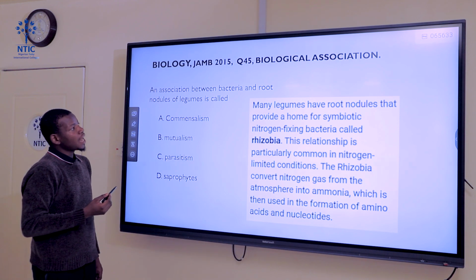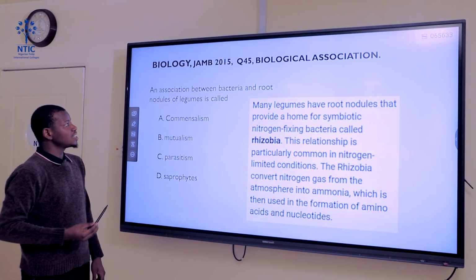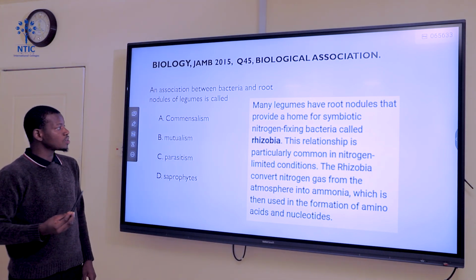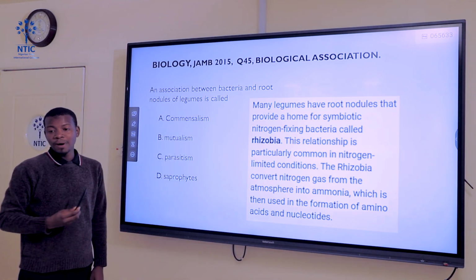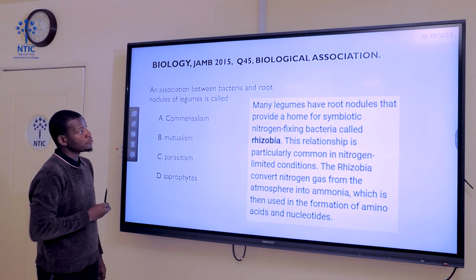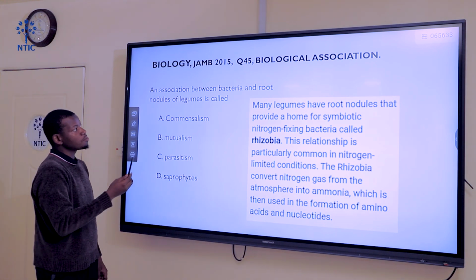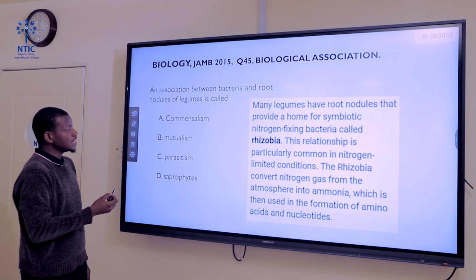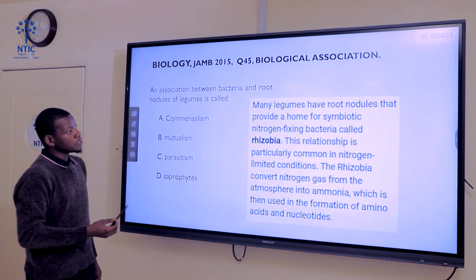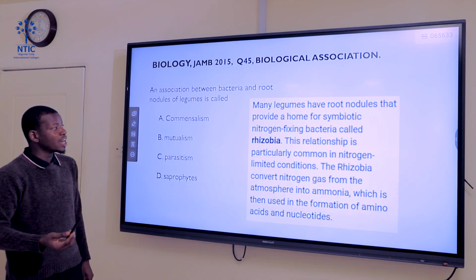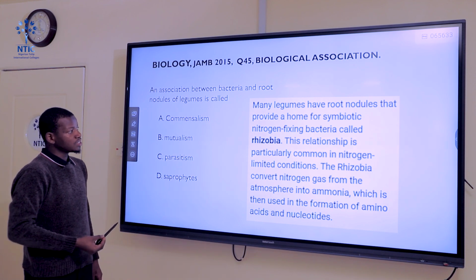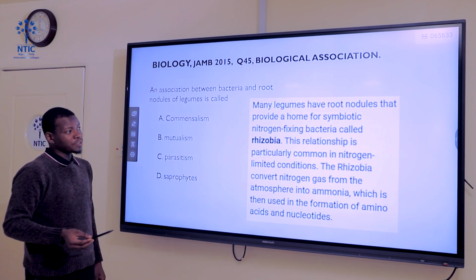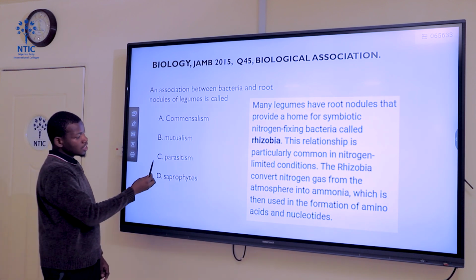Question 45. An association between bacteria and root nodules of legumes is called A. Commensalism, B. Mutualism, C. Parasitism, and D. Saprophyte. Now, an association between bacteria and root nodule is considered to be mutualism because both of them benefit from the association. In commensalism, only one organism is benefiting and the other one neither benefits nor is harmed.